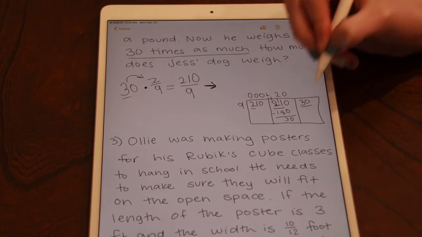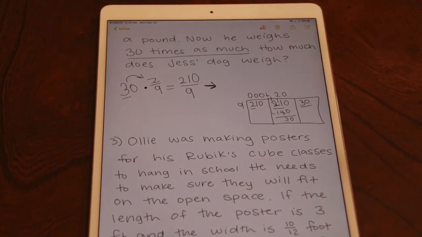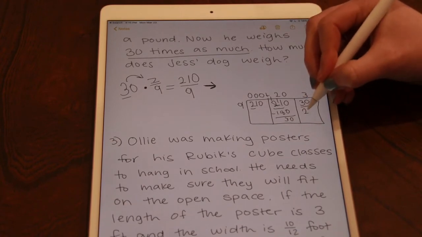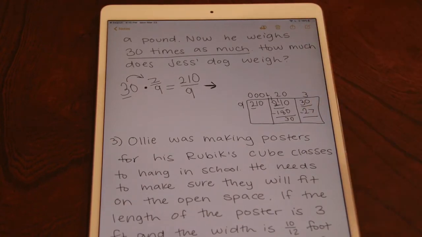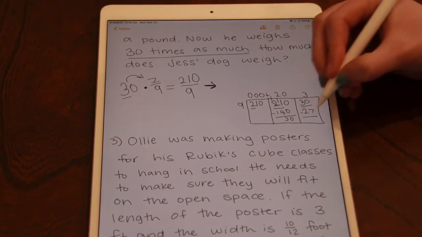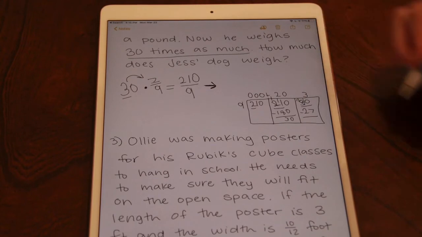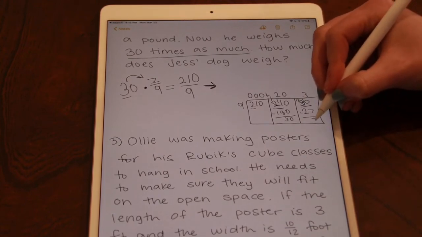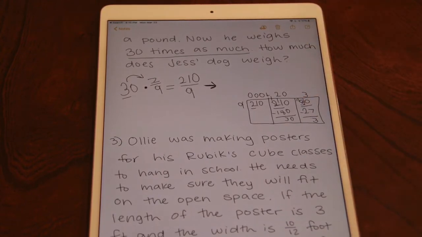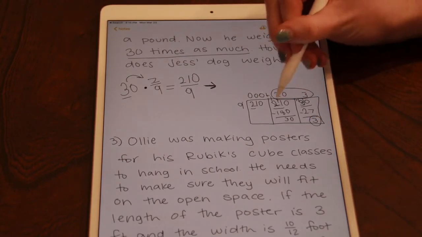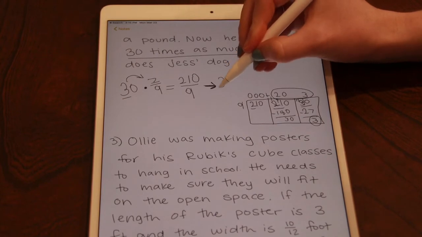Now I look and see how many 9s can fit into 30. So I count by 9s. 9, 18, 27. Oh, can't go any further. So it went in 3 times. I subtract, and I would get, well, I can't do that, so that would become a 2, so that could become 10. 10 minus 7 gives me 3, and then 2 minus 2 is 0. So I have 3 left over, and it went in a whole 23 times.